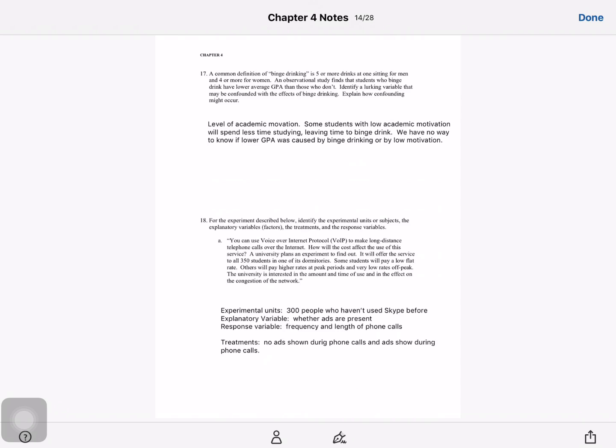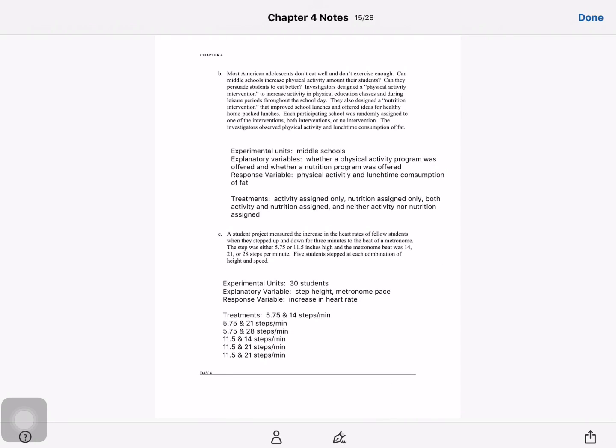For number 18, we're looking at the experimental units, explanatory variable, response, and then the treatments that we have. When we read through this question, I'll let you do that. The experimental units are the 300 people who have never used Skype before. The explanatory variable is whether the ads are present in the Skype calls. The response variable is the frequency and the length of the phone calls on Skype. The treatments that we used in this experiment were to add ads to some phone calls and to have no ads in other phone calls. There are a few typos on here, so please disregard those.